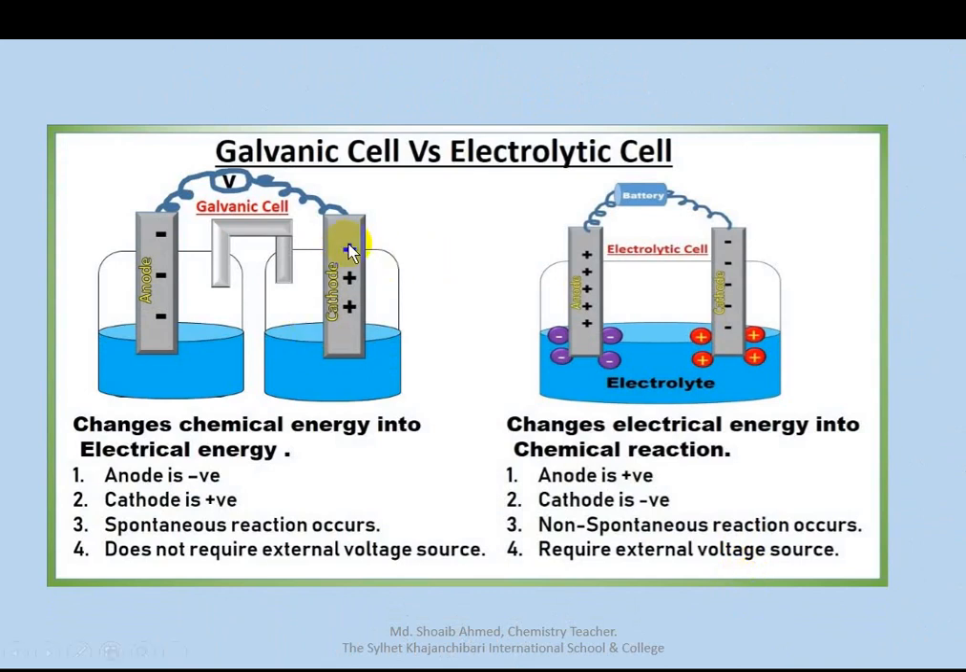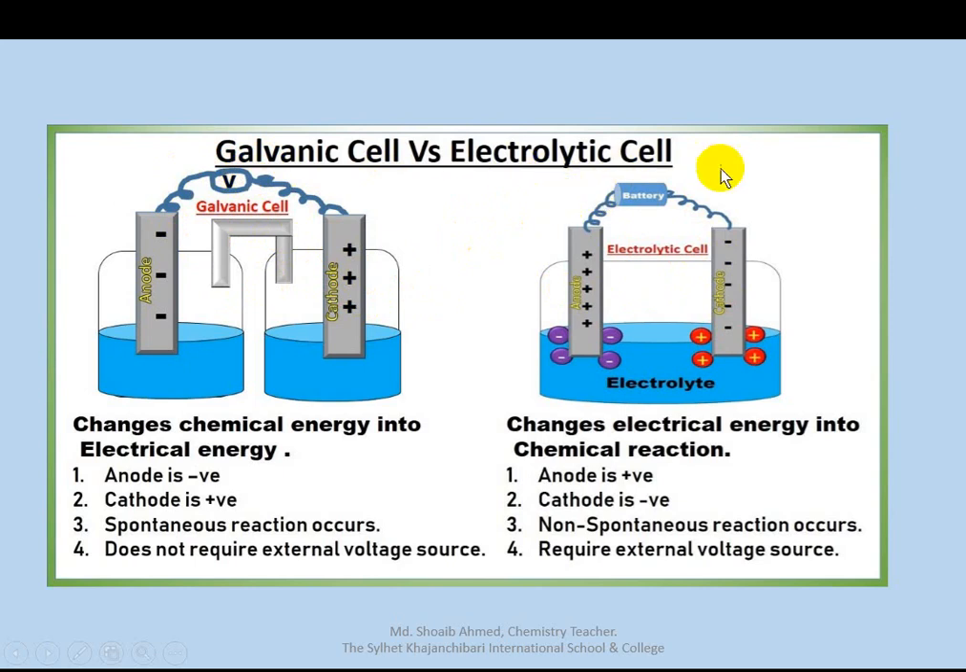These are two types of cell: the galvanic cell and the electrolytic cell. Look at these two cells. What is the difference between them? The electrodes here are the anode and cathode. The galvanic cell is also called the electrochemical cell. This is the electrolytic cell. Can you say what the difference is here? Here is a battery, or here there is no battery.